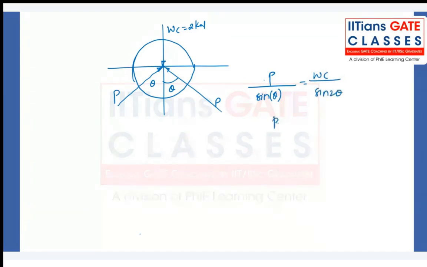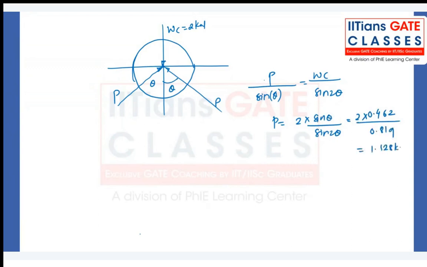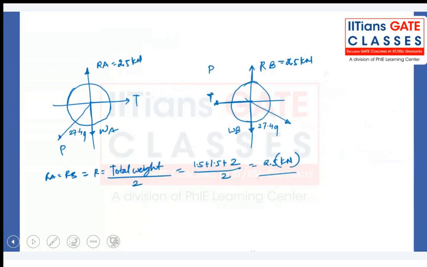P equals WC, which is 2, into sine theta divided by sine of 2 theta. That is equal to 2 into 0.462 divided by 0.819, and that is 1.128 kilonewton. So P is correct. Abhishek, you have calculated correctly. About the tension, you can use any of these free body diagrams and calculate the tension.